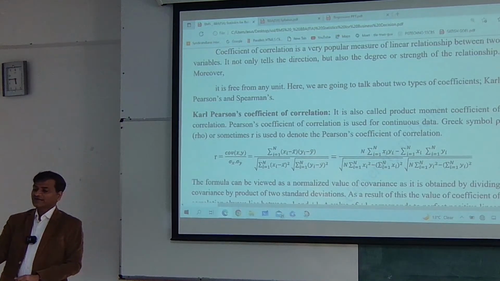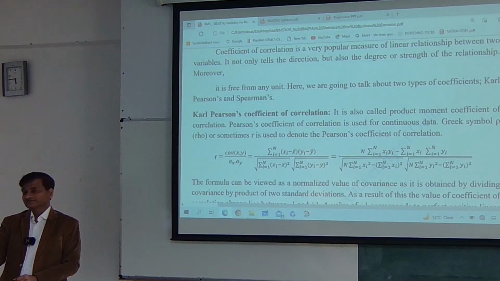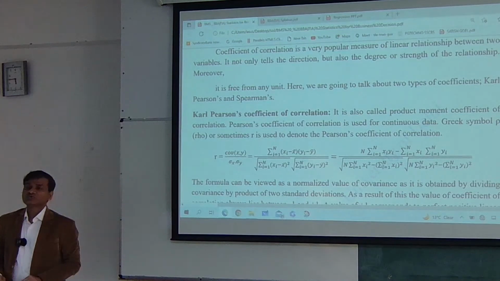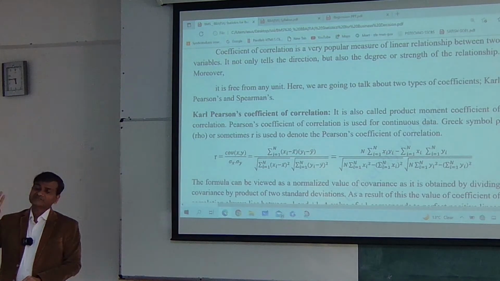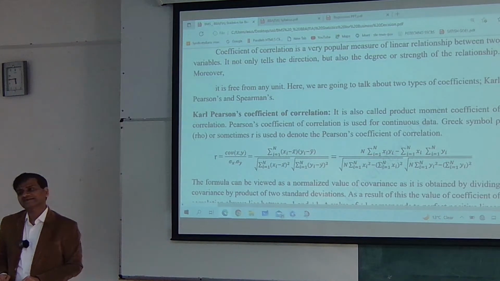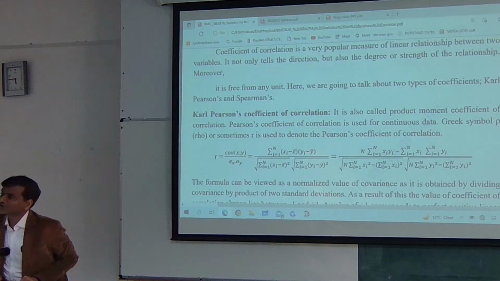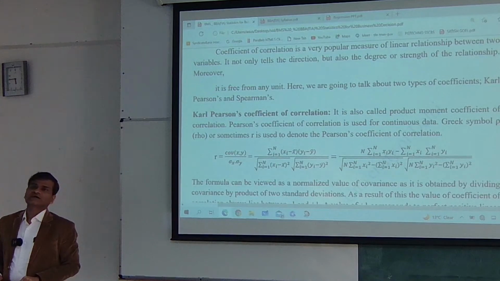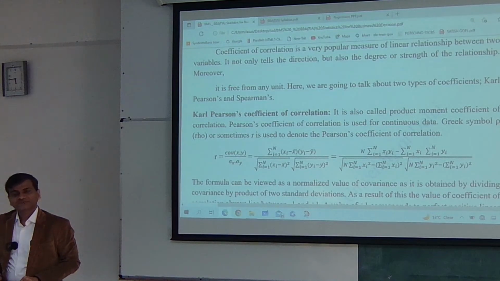If we have to write its definition, then you can say it not only tells the direction, but it also tells you the amount of relationship between two variables. And further we have two types of correlation coefficient: one is Karl Pearson's and the second is Spearman's correlation coefficient. We have two formulas to find the correlation coefficient. First is Karl Pearson's, and second is Spearman's. Now what is the difference between the two?